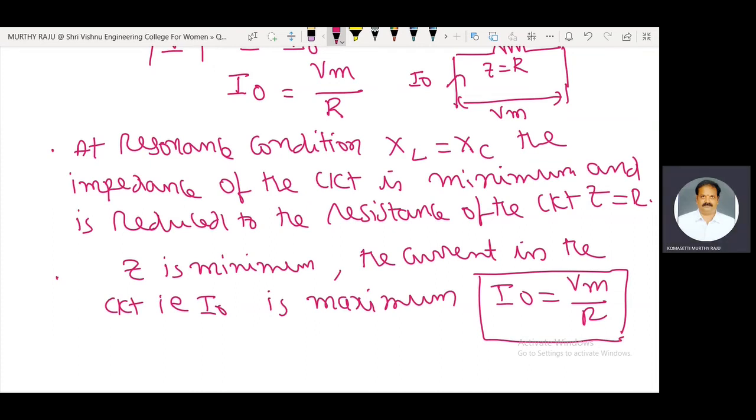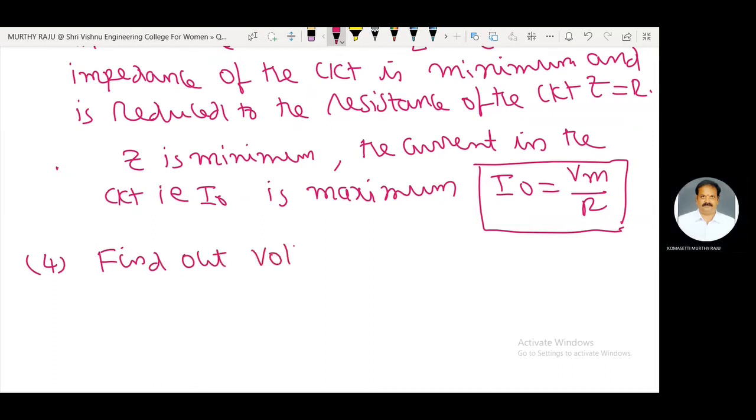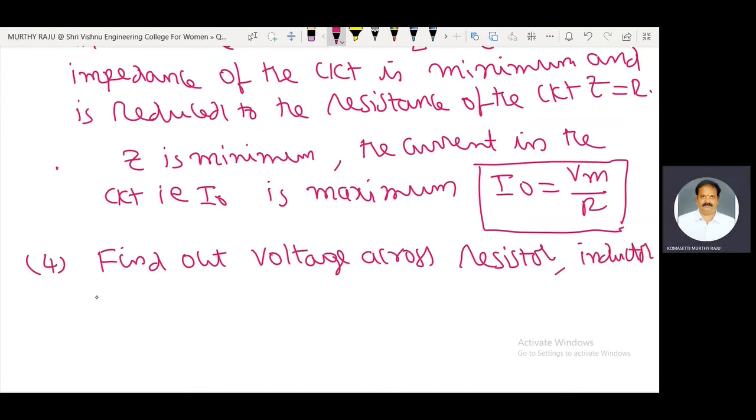Next, the fourth one is: find out the voltage across the resistor, inductor, and the capacitor at resonance condition.